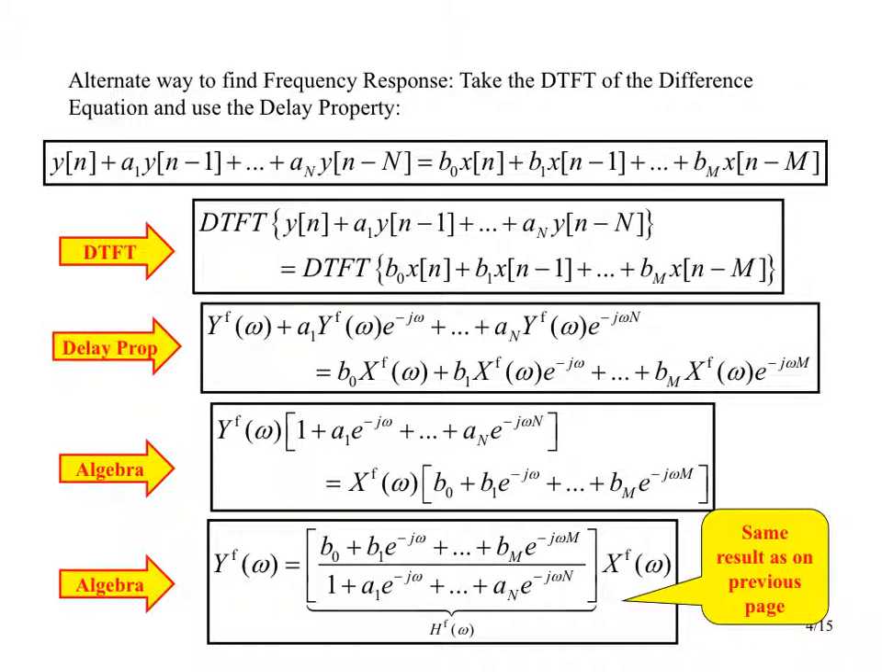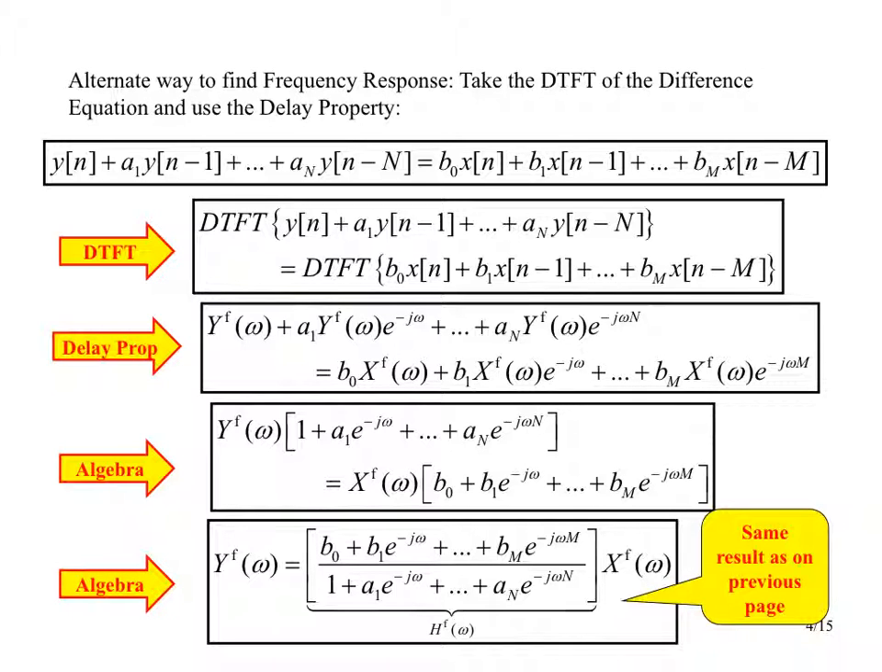Okay, so then the next step would be to do some algebra. So we've got a common Y of omega term on that side and a common X of omega term on that side. So we pull each of those out. And then we solve for Y. So we take this part and we swing it over to the other side, and we end up with something that looks like that. And so that is how we find the output of the system.